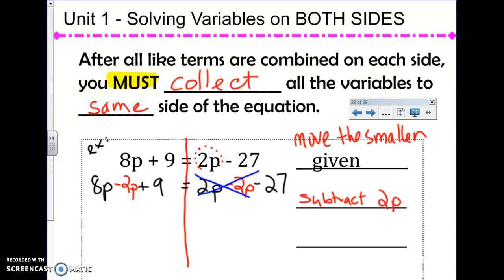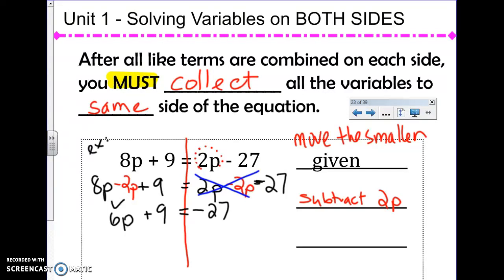All right, so 2p minus 2p gives me 0 p's, which is what I want. So now on this side, I have 8p minus 2p, gives me 6p plus 9. And on this side, I am left with that negative 27. That is probably the biggest mistake I see, is they forget that it's a negative on that 27.